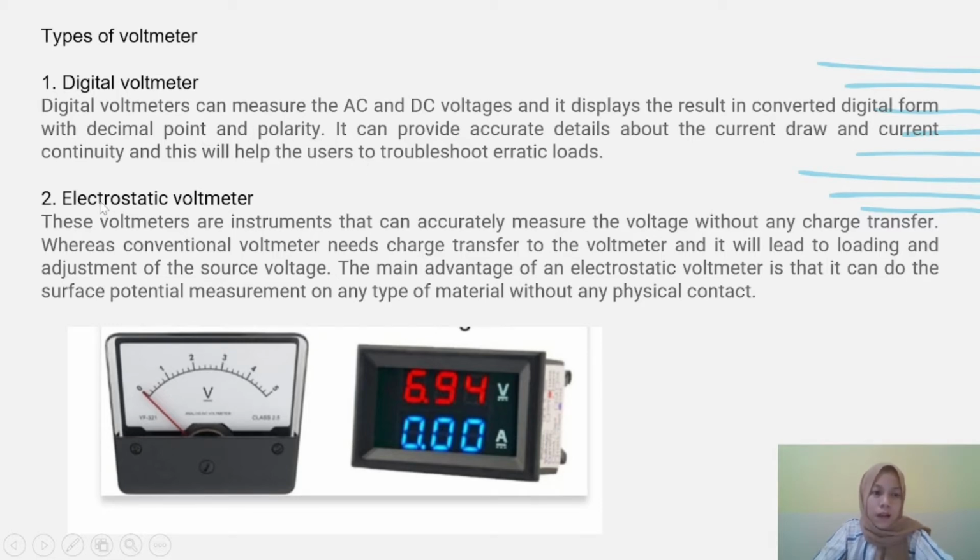The second is the electrostatic voltmeter. These voltmeters are instruments that can accurately measure the voltage without any charge transfer. This is the voltmeter.